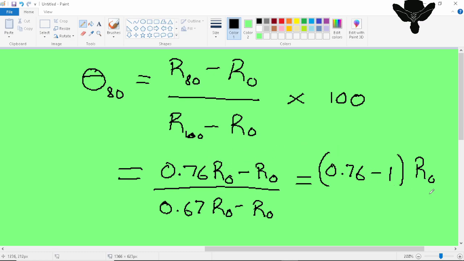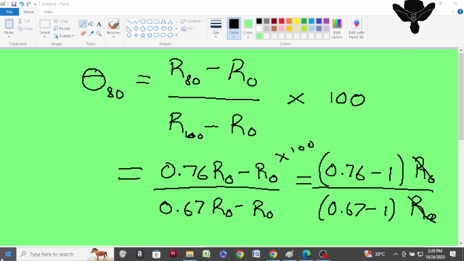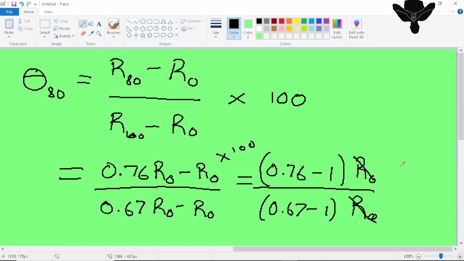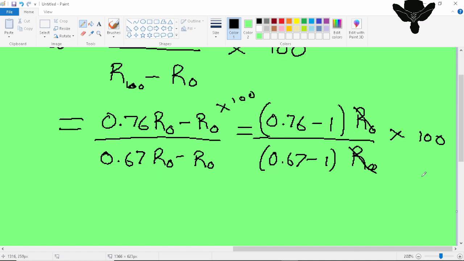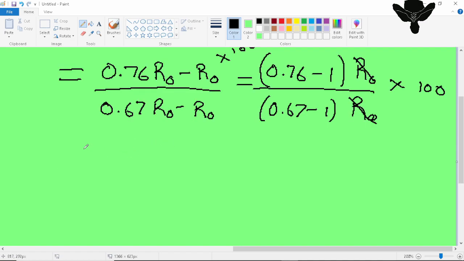We're going to do the same thing to the bottom of the equation. And we're going to end up with 0.67 minus 1 times RO. Now you can see that the RO in the top and the bottom of the equation cancel, which means we don't even need to know the resistance, right? Fun stuff. Oh, and by the way, all of this was multiplied by 100, and this is also multiplied by 100. So now we can just calculate using math.